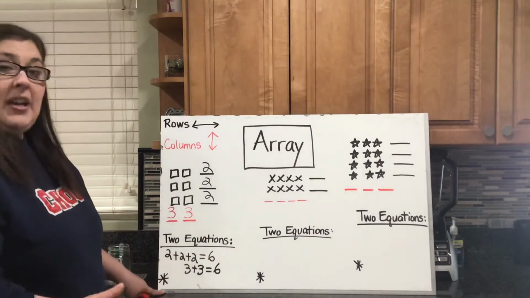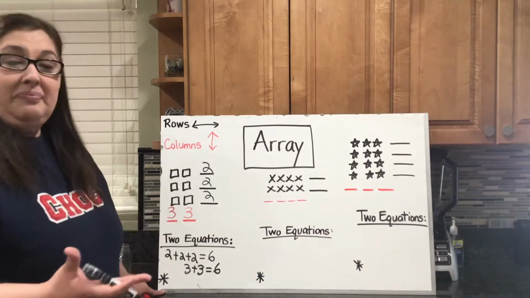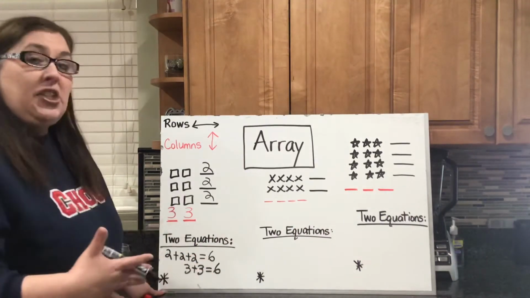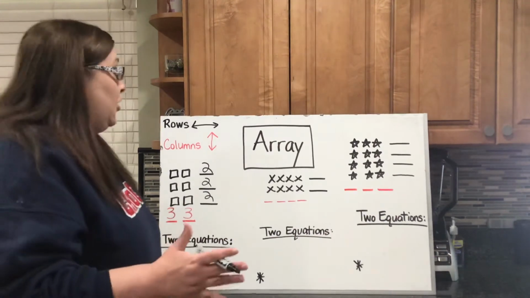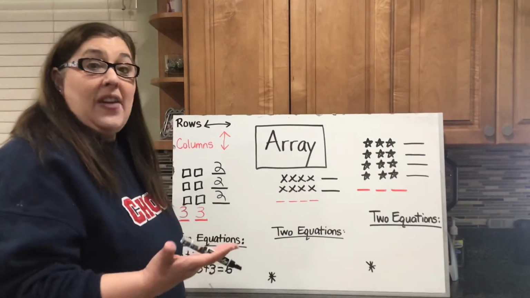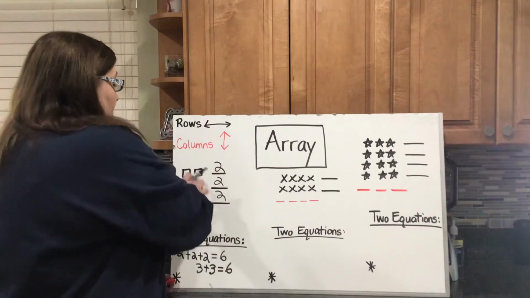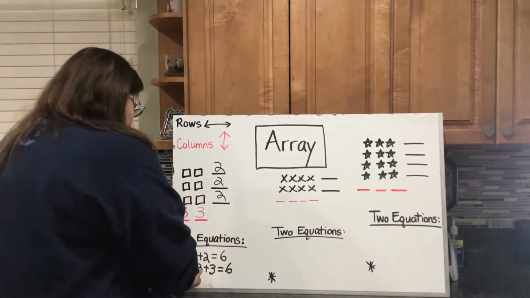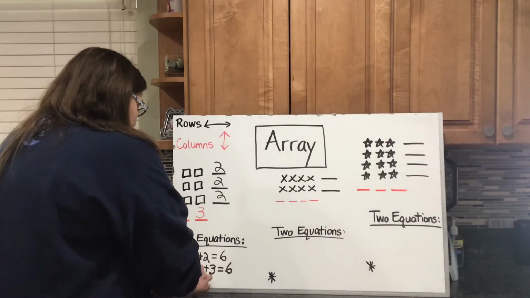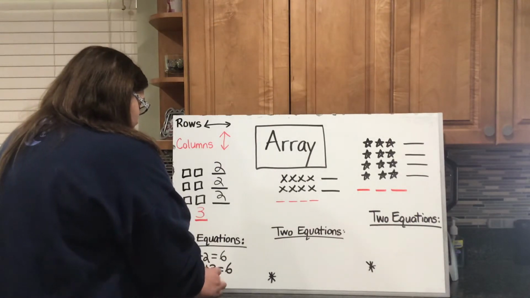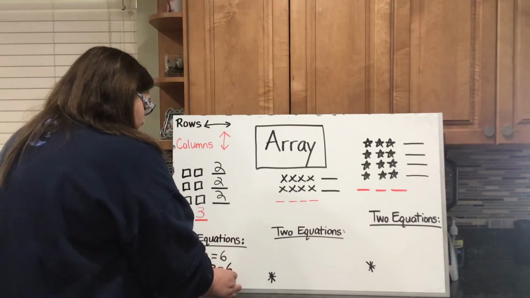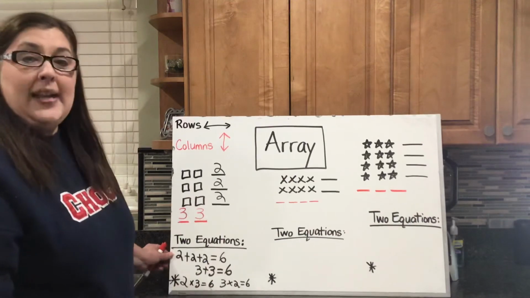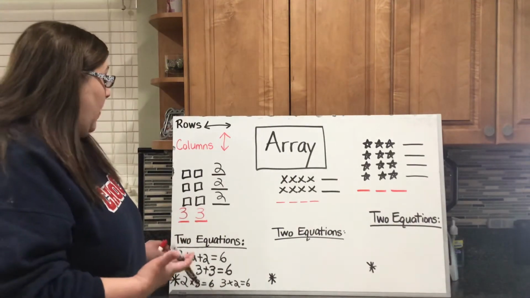I put a star down here because next year you're going to start using arrays for multiplication. And I'm just going to show this to you. You don't have to do this today, but I do want you to be aware of it. So you could just take how many are in the row, which is 2. How many are in the column, which is 3. And you could simply write in a multiplication problem, 2 times 3 equals 6. Or you could write 3 times 2 equals 6. So those are just some ways that you can write equations using this array.